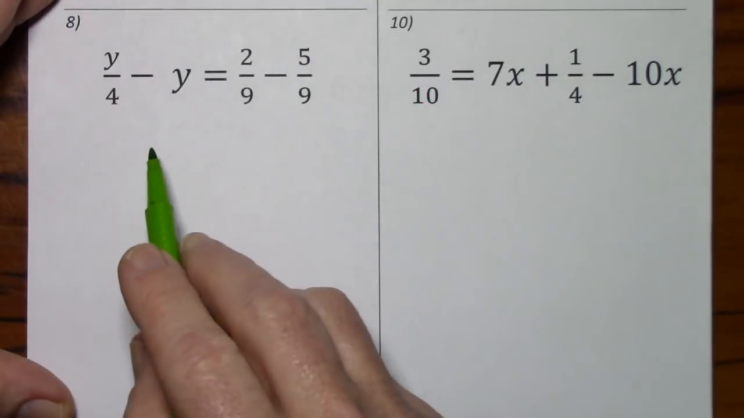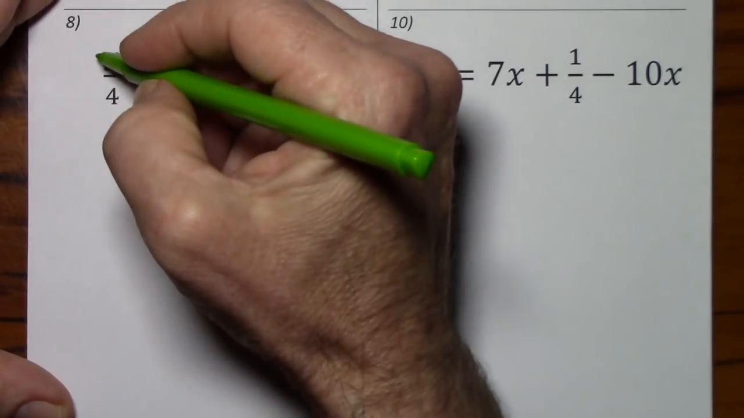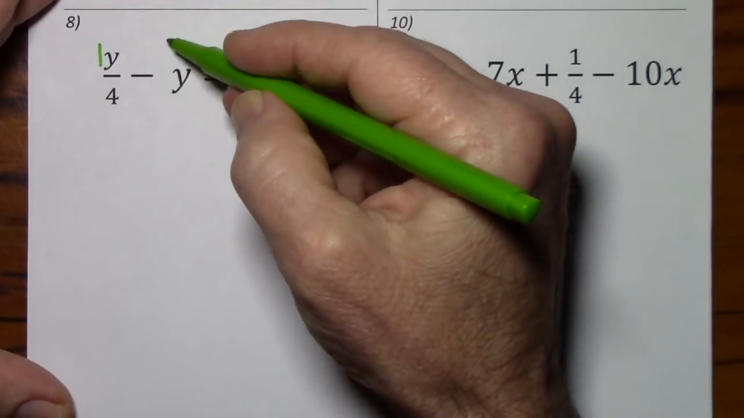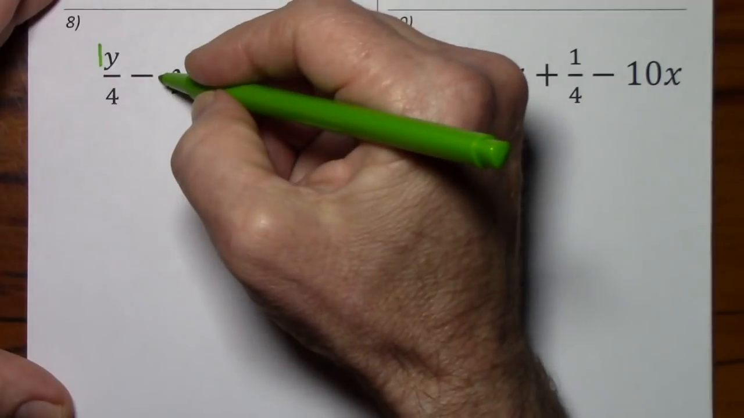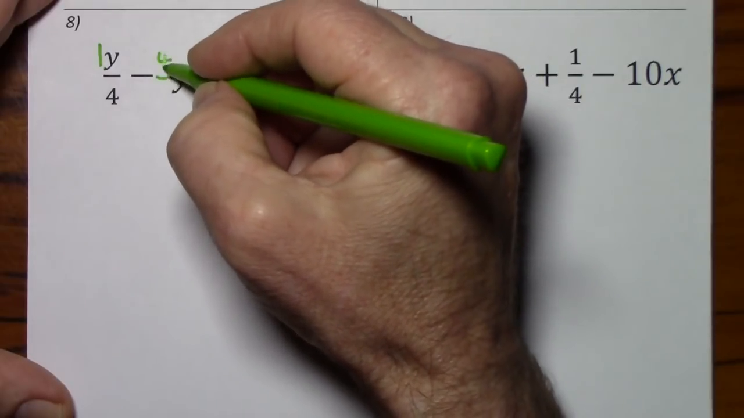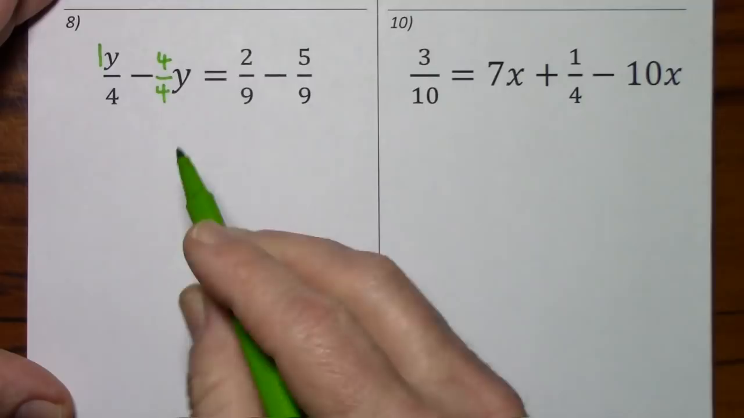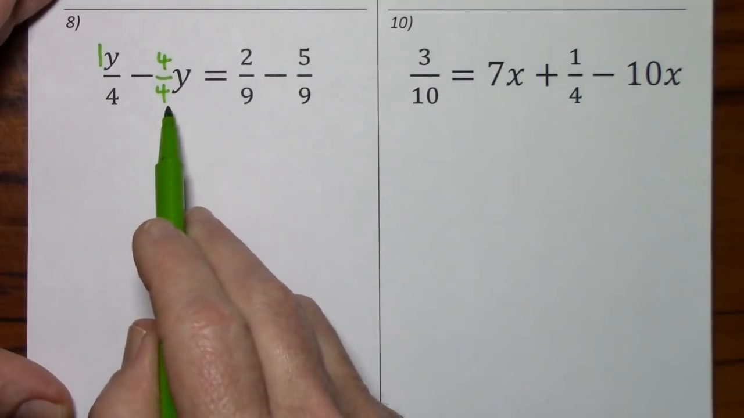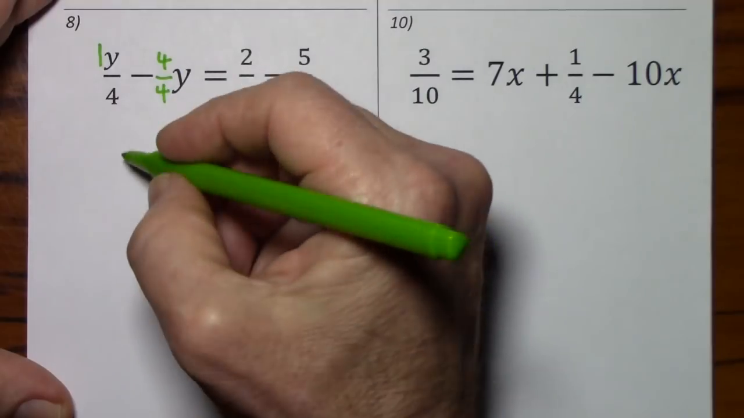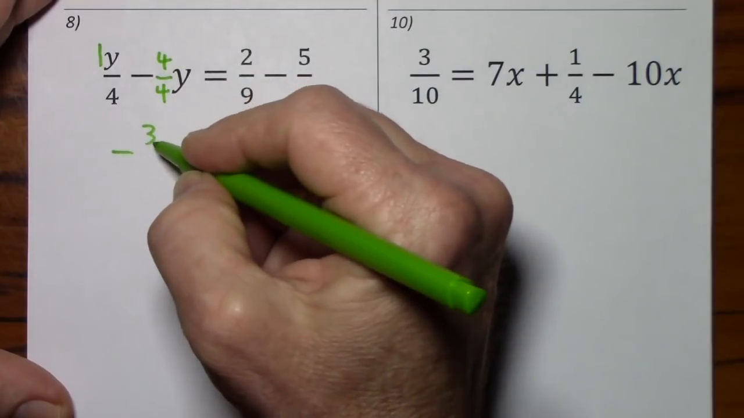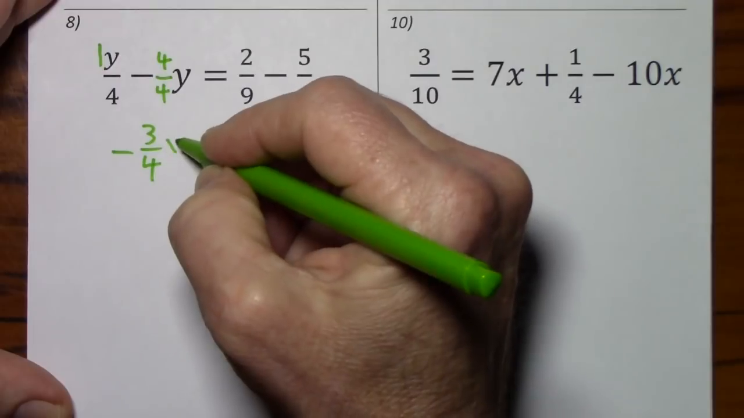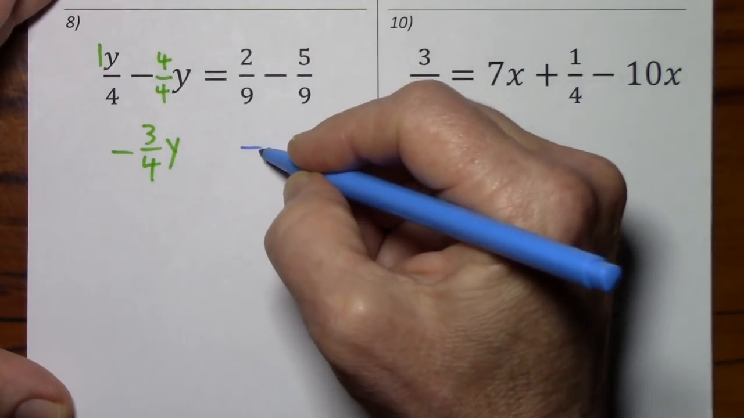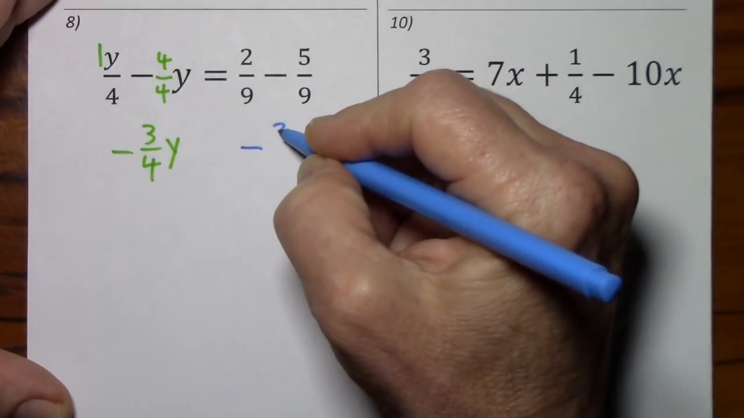Looking at this one, I want all fractions with a denominator of 4, so I'll put the 1 in front of the y. The 1 that's in front of this y, I'm going to write as 4 over 4. That way I have common denominators. So we'll combine like terms on this side. This will leave us with negative 3/4 y. This side will leave us with negative 3/9.